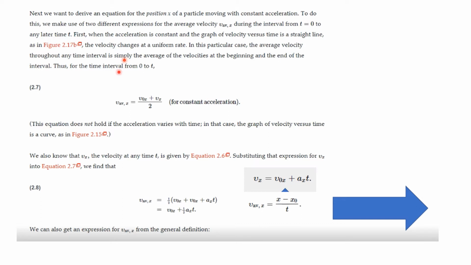Thus, for the time interval from 0 to t, we know that the average velocity in the x direction, v average x, is equal to v0x plus vx, all divided by 2. And this is true for constant acceleration. And this equation would not hold if the acceleration varied over time. So there is one equation we're going to use.